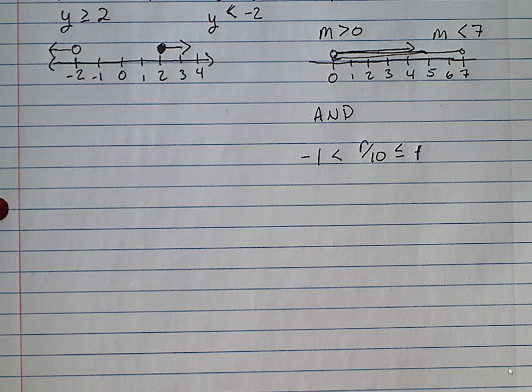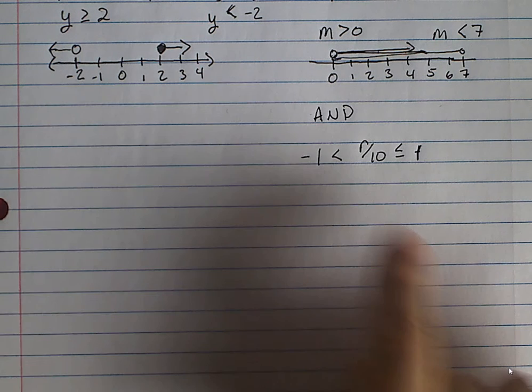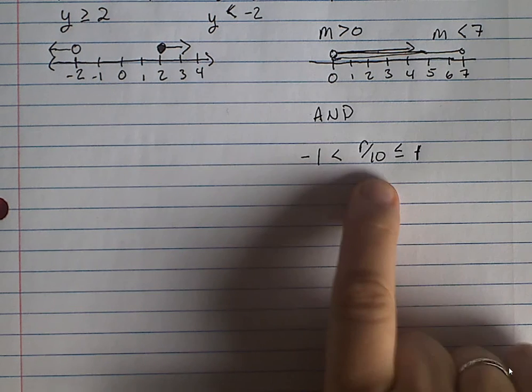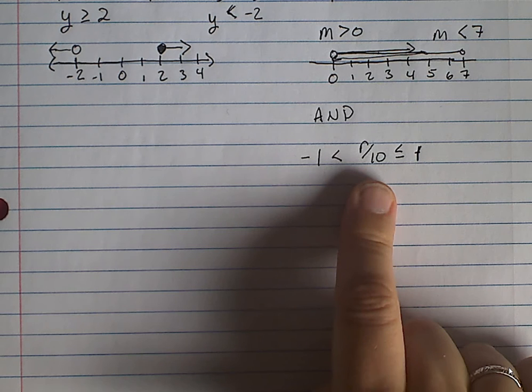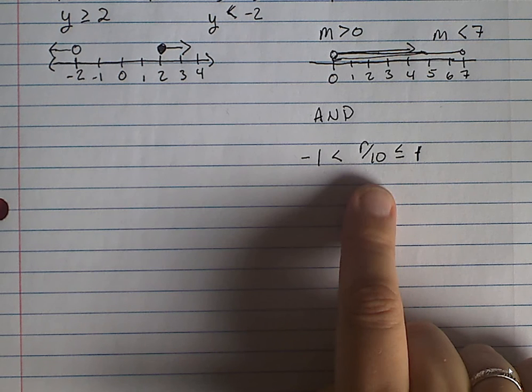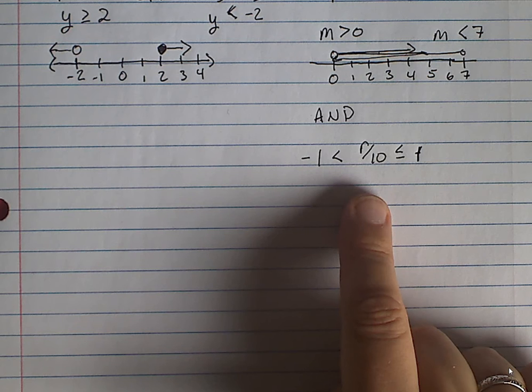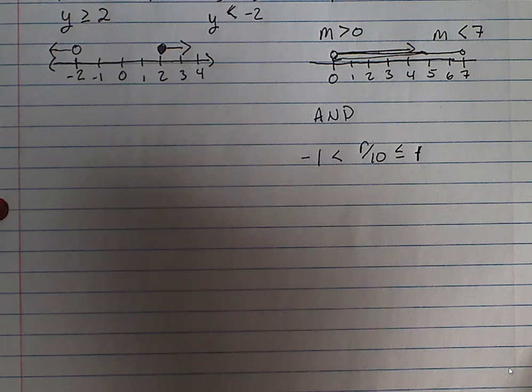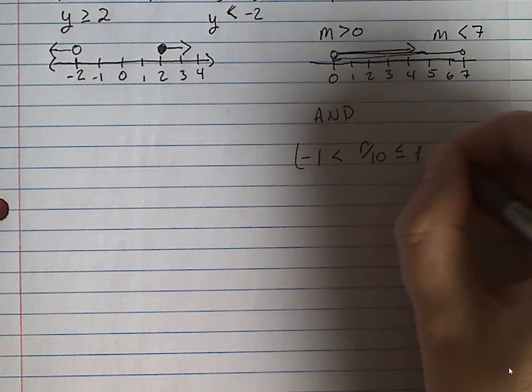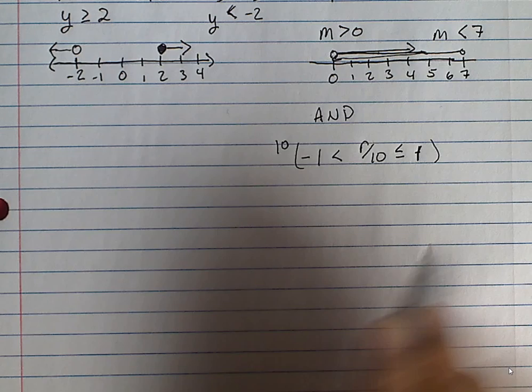So to go about solving this, you're going to focus on the middle where the variable is. So r divided by 10, we've got that pesky fraction. What's the greatest common denominator of 10? 10. Great. So I'm going to multiply everything by the greatest common denominator of 10, which is 10. So I'm going to multiply all three sides.